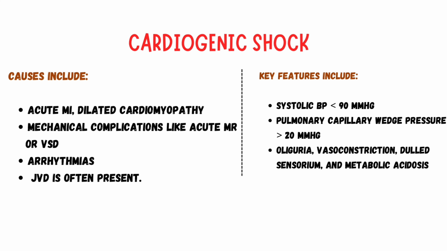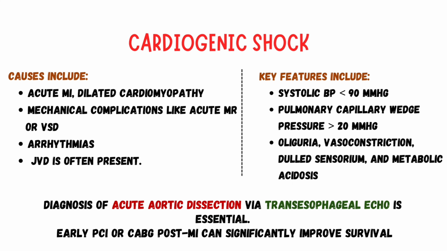Now, there can be aortic dissection as one of the causes of cardiogenic shock. And aortic dissection and myocardial infarction, their clinical features are almost the same. And to differentiate between these two, we can also do transesophageal echocardiography. Early percutaneous intervention and coronary artery bypass graft post myocardial infarction can significantly improve the survival, and we can save lives. Now third, distributive shock.